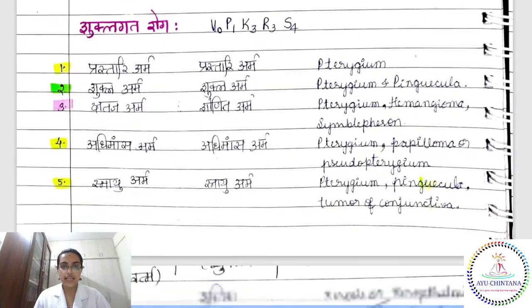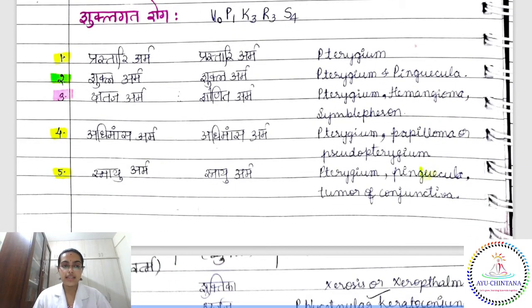I'll repeat it once again. Just try to analyze how Shuklagata Roga is divided. To remember the names, it is 5 plus 6. 5 types of arma, 6 different types of diseases. What are all those 5? Prastari arma, Shukla arma, Kshataja arma, Adhimamsaja arma, and Snayu arma.